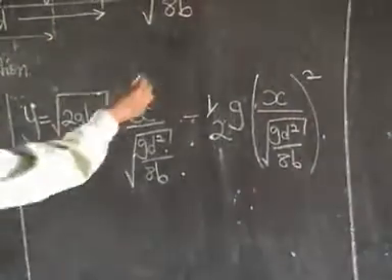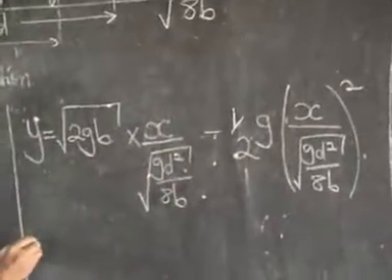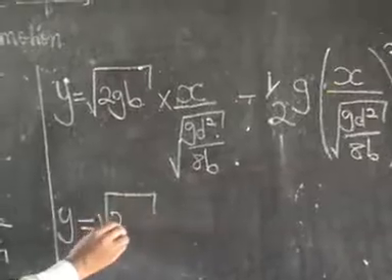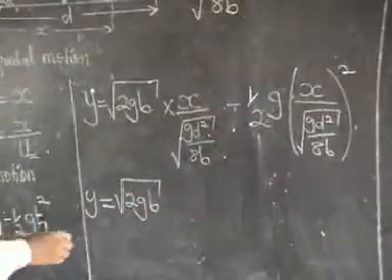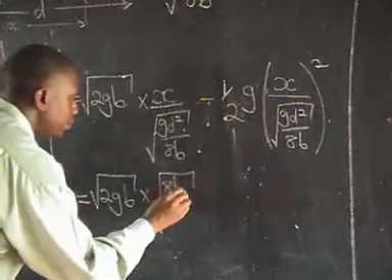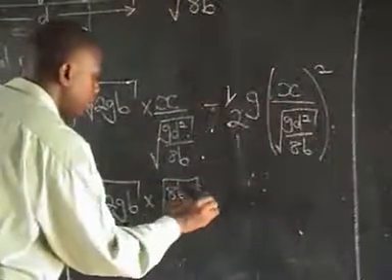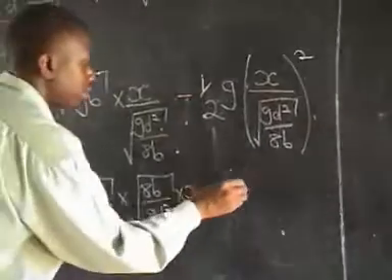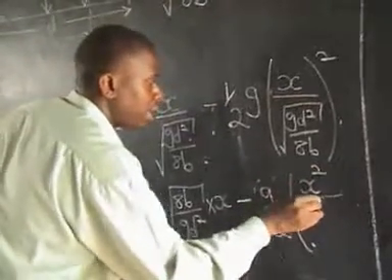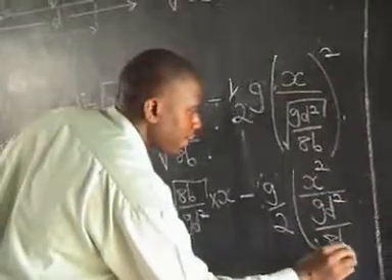Now the rest is actually algebra. So this is root 2gb, this is x. So we are going to get y is equal to the square root of 2gb times the square root of 8b divided by g squared d squared times x, minus half g into x squared over g squared d squared divided by 8b.